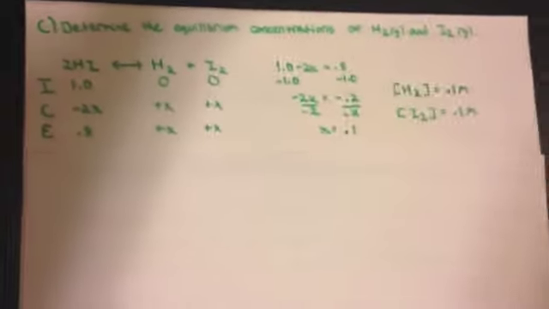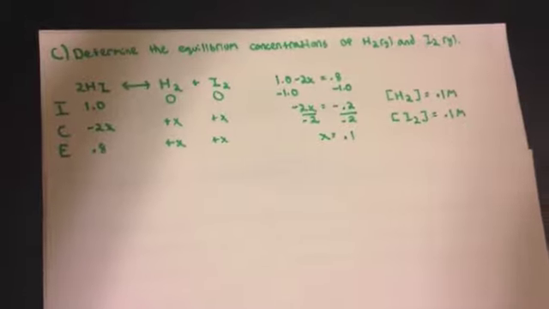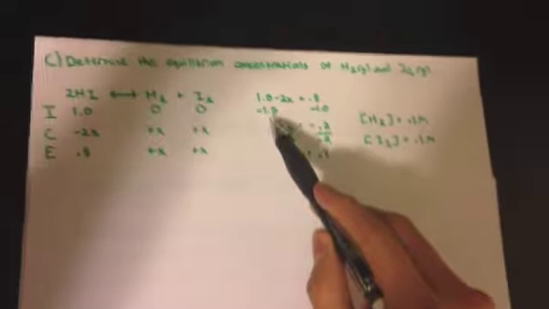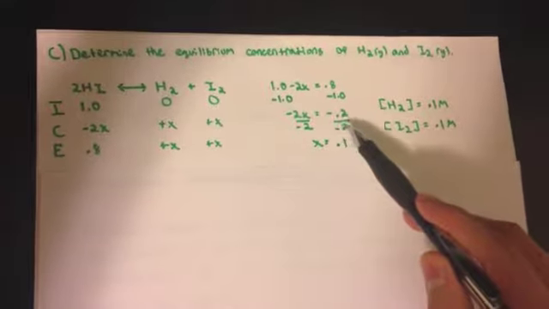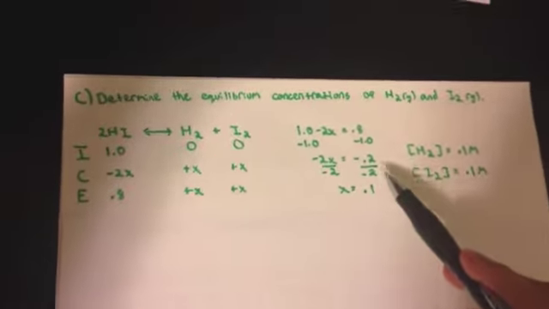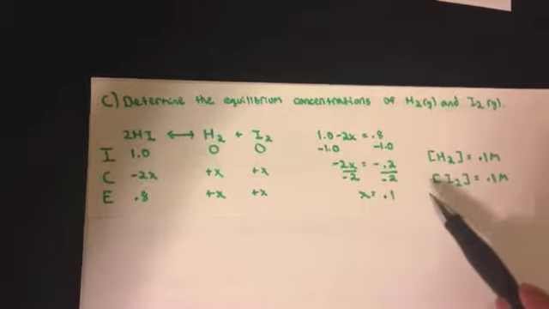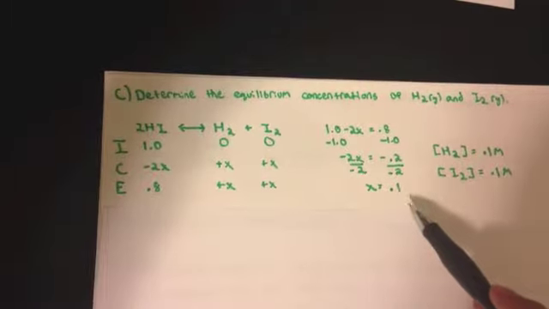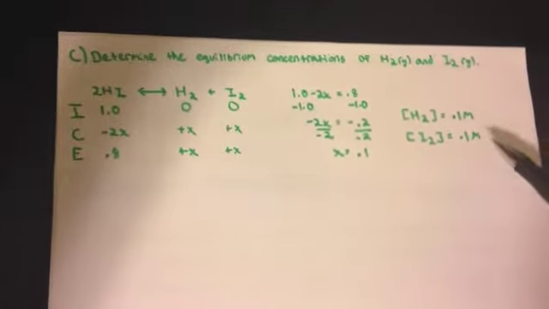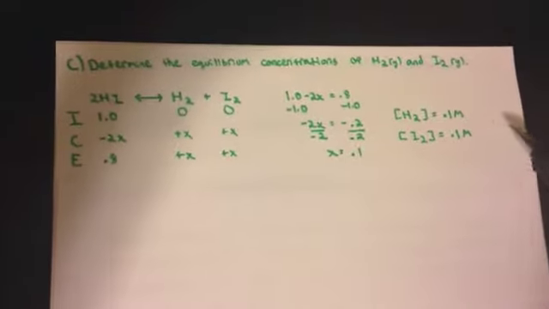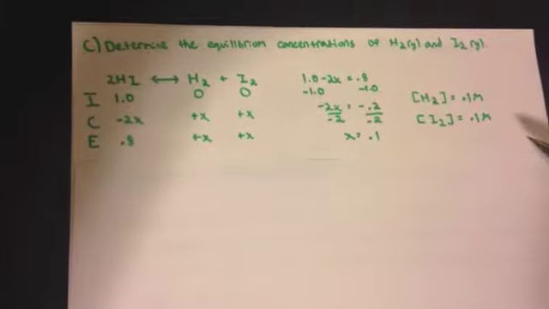So we just take 1.0 minus 2x is equal to 0.8, and we subtract 1.0, so we get negative 2x is equal to negative 0.2, and we divide negative 0.2 by negative 2, and we get x is equal to 0.1. So the equilibrium concentration of H2 is equal to 0.1, and the equilibrium concentration of I2 is equal to 0.1.